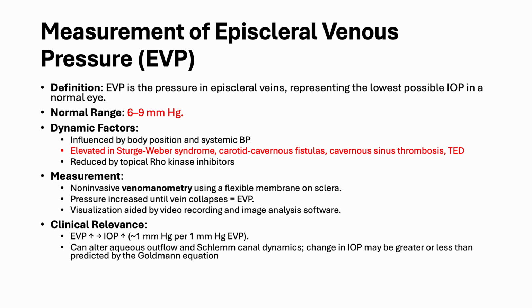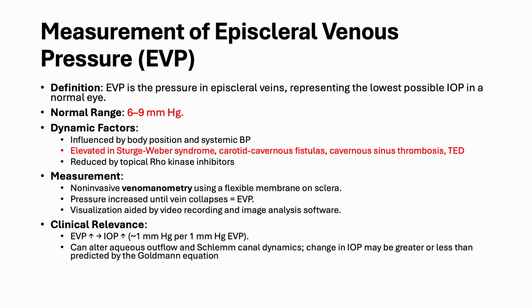EVP is measured using a technique called venomanometry, which is non-invasive. A flexible membrane is applied to the sclera, and external pressure is gradually increased until the episcleral vein collapses. That point indicates the EVP. This process is often assisted by video recording and image analysis software to improve accuracy. From a clinical standpoint, EVP is highly relevant because an increase in EVP leads to a proportional increase in IOP, roughly 1 millimeter Hg IOP for each 1 millimeter rise in EVP.